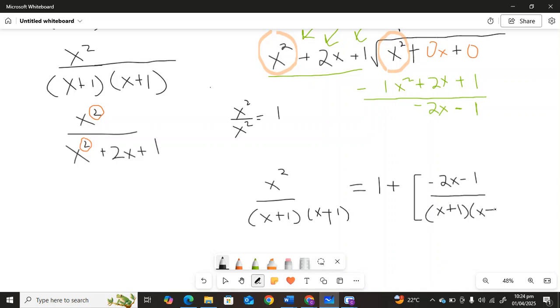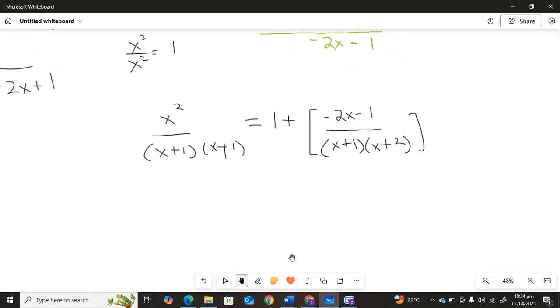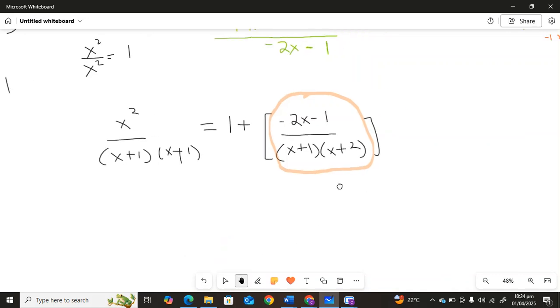So always write the remainder over the original denominator. Okay. So here, again, as I said, we still have to break down this fraction. Okay, we have to break it down, so we isolate it here.